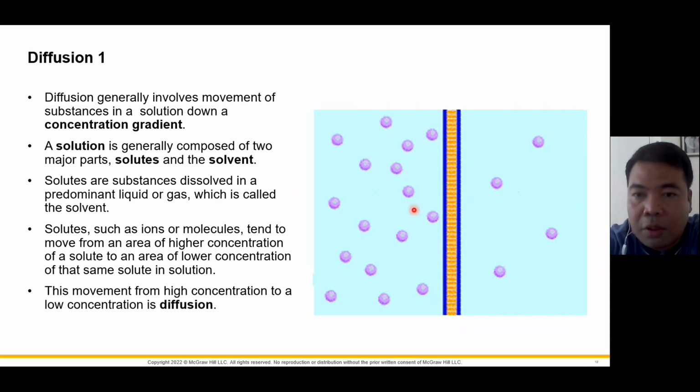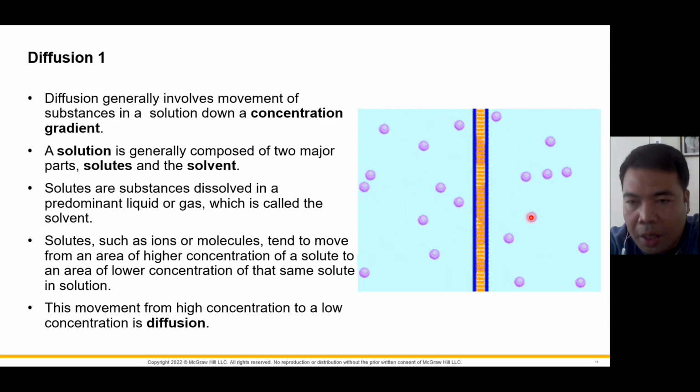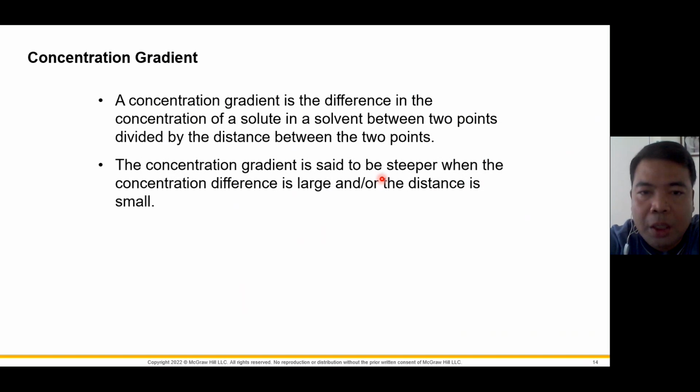So therefore, the movement of substances will be from higher concentration to lower concentration. Just like what you see in the animation. Okay? And the concentration gradient is said to be steeper when the concentration difference is large and or the distance is small. Okay? So, let us continue.